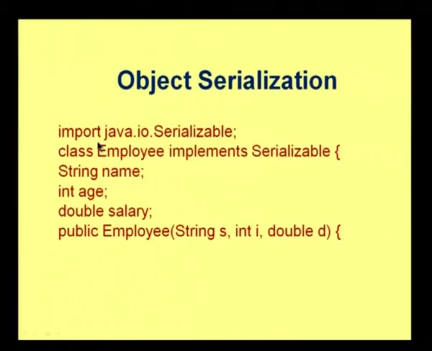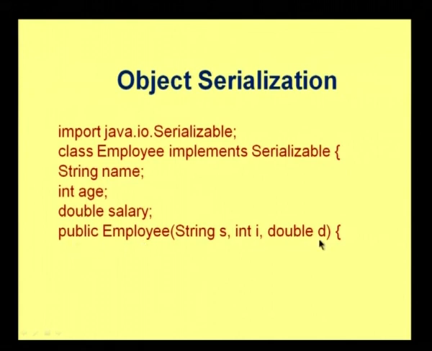You can see that we have imported java.io.Serializable. You have the class which implements the Serializable interface. As I already told you, you don't have any methods in that, so we need not implement any methods. So I have a String, an int and a double. You can notice that these are primitive data types and not objects.